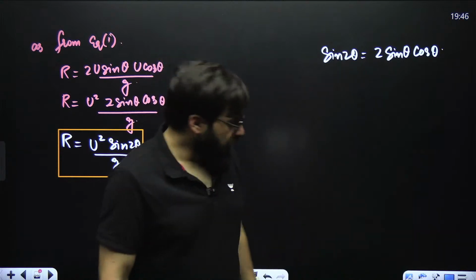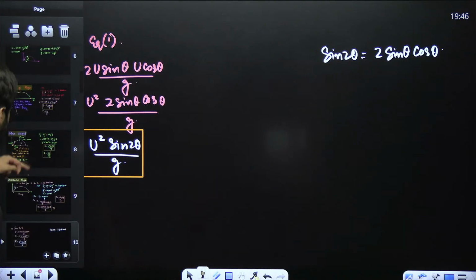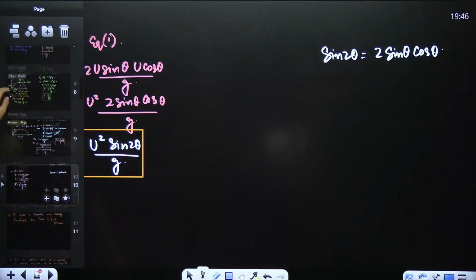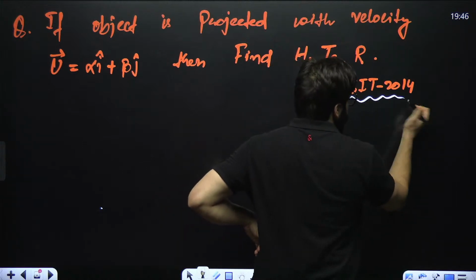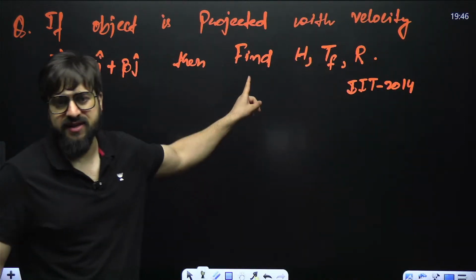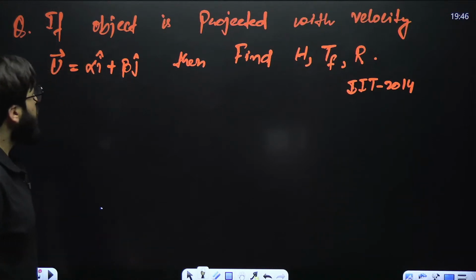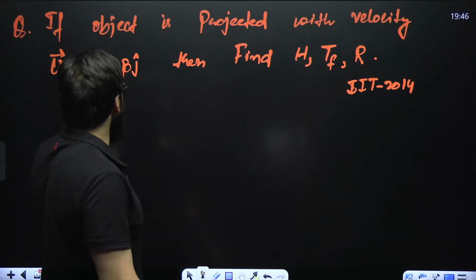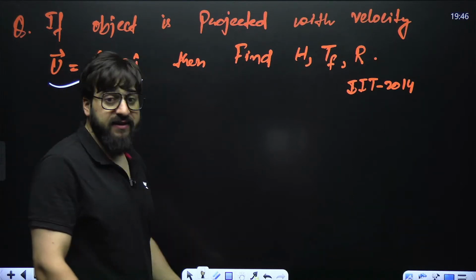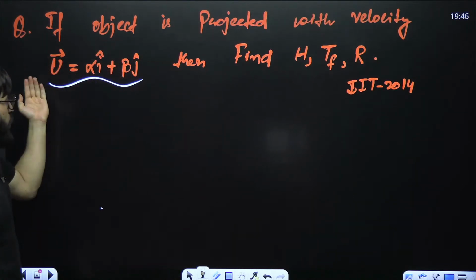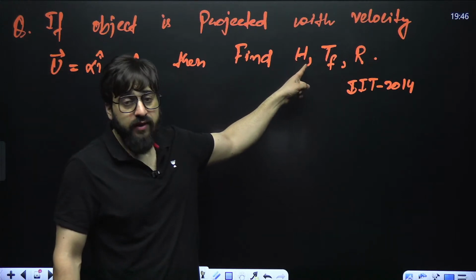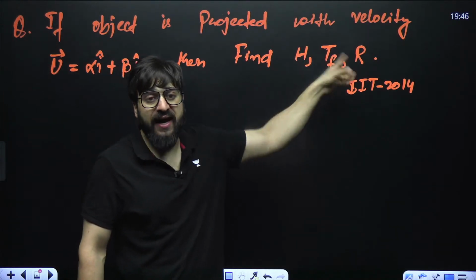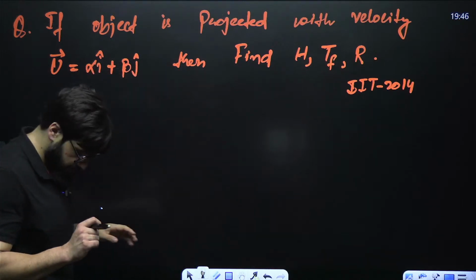Okay. Now let's solve some questions. This was a question asked in IIT 2014, but it is an easy question, that's the reason I have put it up over here. If an object is projected with a velocity, and the velocity is given in vector form, alpha i cap plus beta j cap, then find the maximum height, time of flight, and range. These are the 3 things that you are supposed to find out.